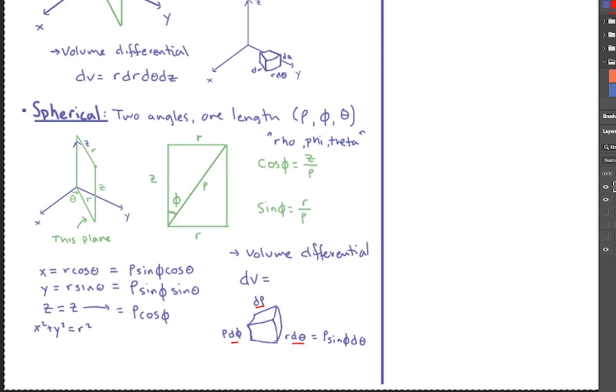Now when d phi, d rho, and d theta are all very small, this is approximately a little cube. Therefore, the volume of this little cube is just going to be the product of all of these differentials. So we get dV equals rho squared sine phi d rho d phi d theta.